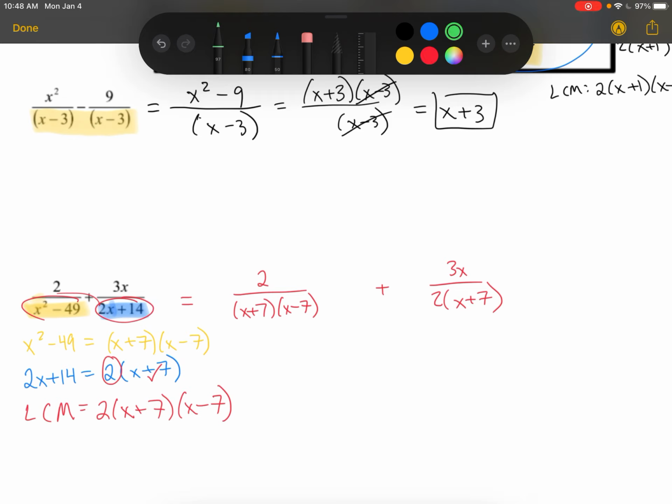And what we're going to do now is write in what we need to add to get to our LCM. So here we need to have a 2. So if we do something on the bottom, we also have to list it on the top. So anything that we need to add on the bottom to that denominator to get to our LCM, we also have to multiply by on the top. And on the bottom here, we're missing an x minus 7. So we have to also multiply that x minus 7 on the top.